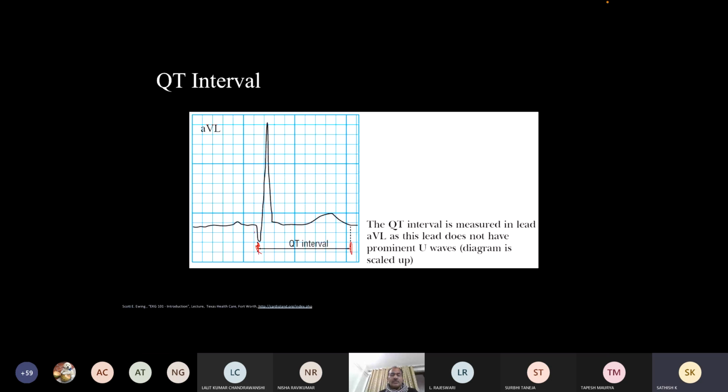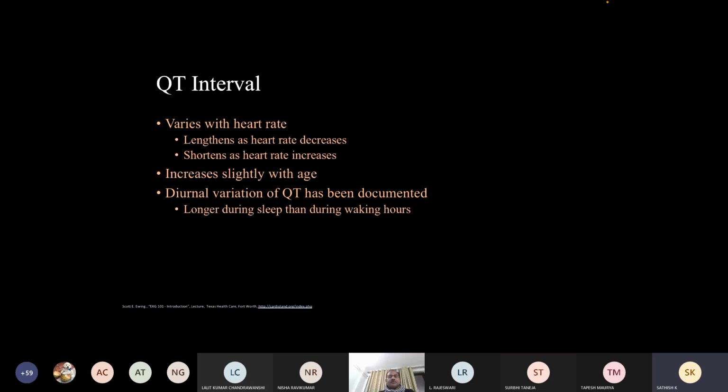Okay. So QT interval also varies with the heart rate. It increases if heart rate decreases, and it shortens if heart rate increases. So basically in tachycardia, the QT interval shortens. If the patient is having bradycardia, the QT interval lengthens. So in calculation of QT interval, you have to be very careful. There is a formula, which I will be describing. It increases slightly with age, and diurnal variation also affects the QT interval.